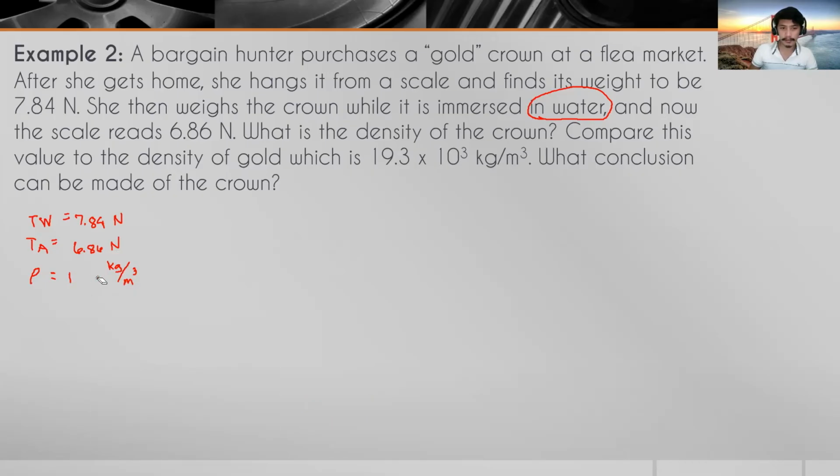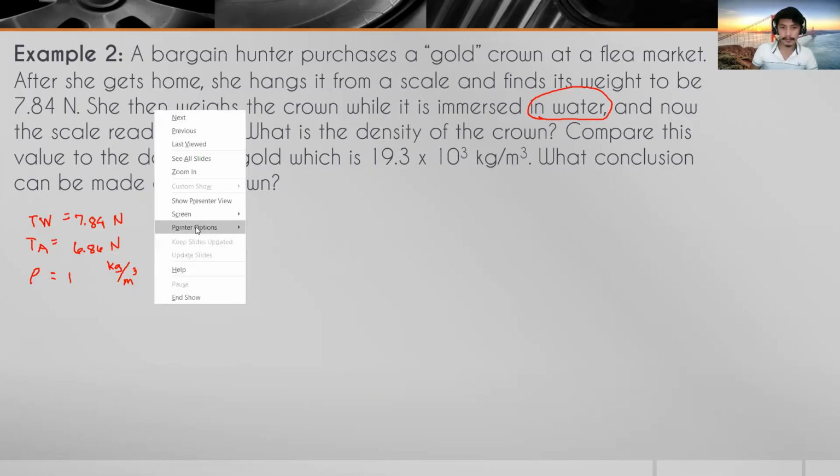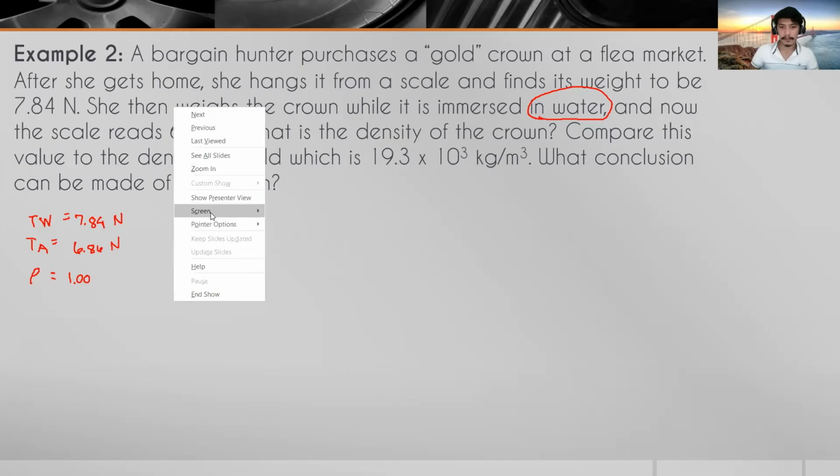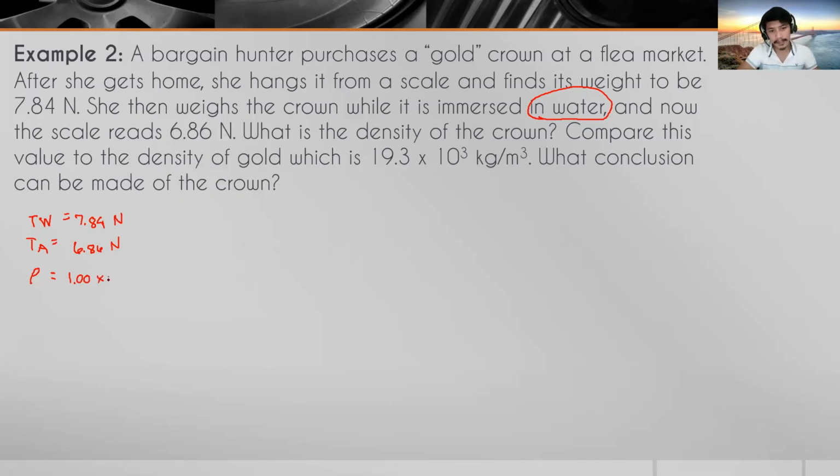That is 1.00 times 10 to the power of 3 kilograms per cubic meter. So that's the density of water. Why did we put water here? Because it is immersed in water.